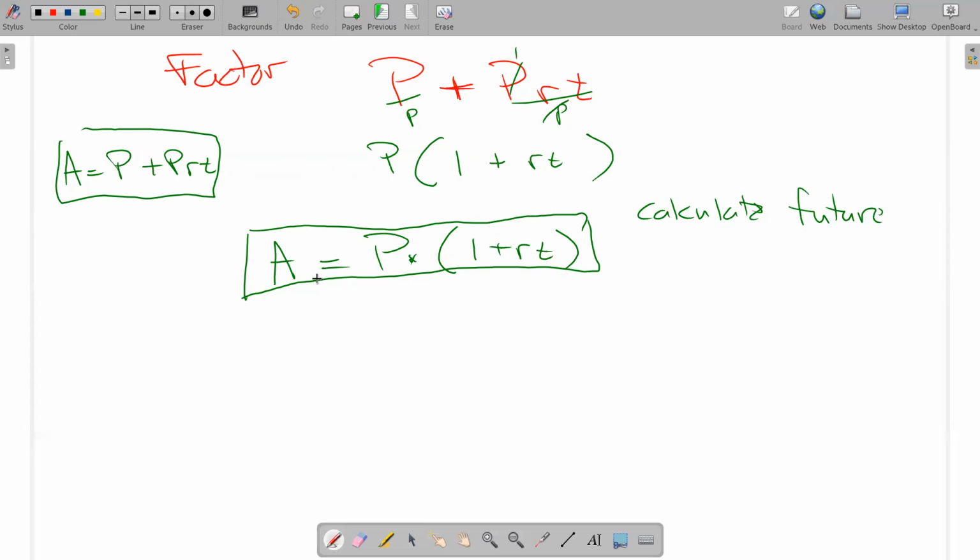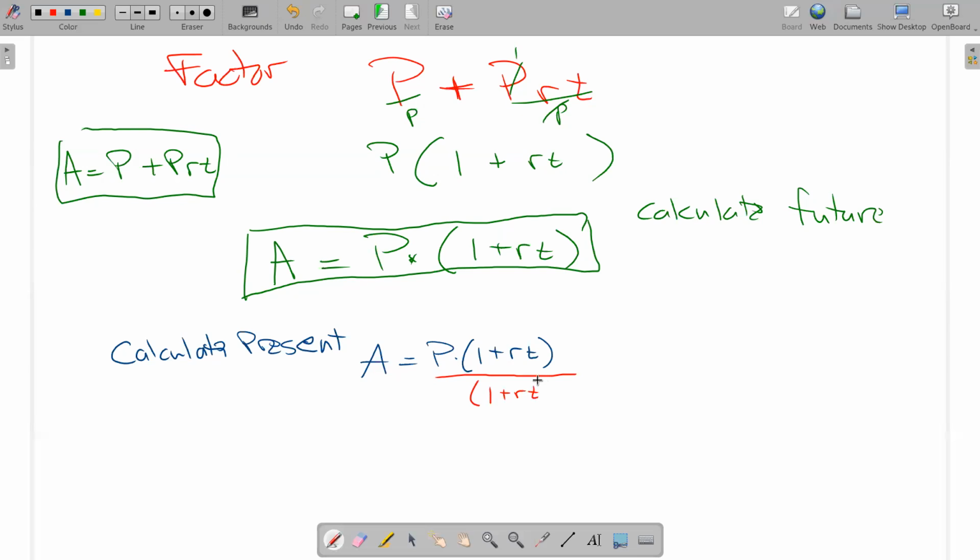What I really want right now is a way to calculate the present from the future. So to do that, I need to get the present value, that P variable alone. And my claim is I can do that by just dividing. So I'm going to start with my A equals P times 1 plus RT. And to break a multiplication, we divide. Since I want the P to stay there, I'm going to have to divide by that parentheses 1 plus RT. Do the same thing on the other side.